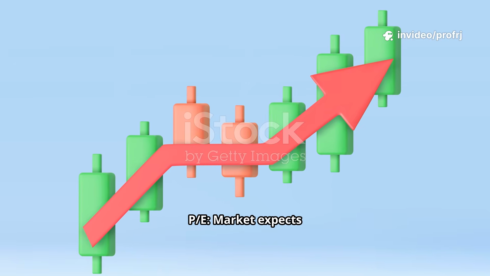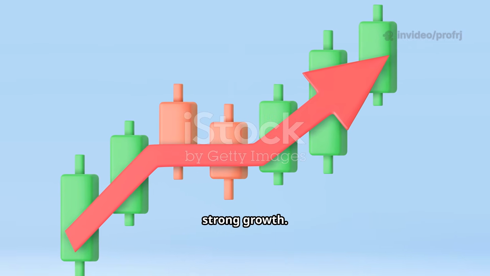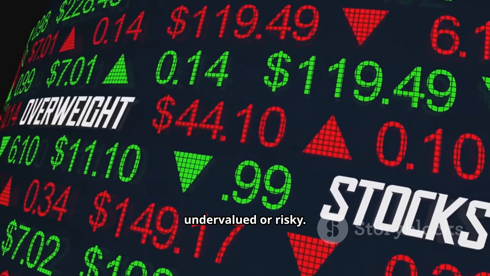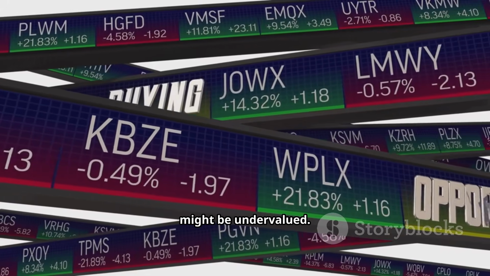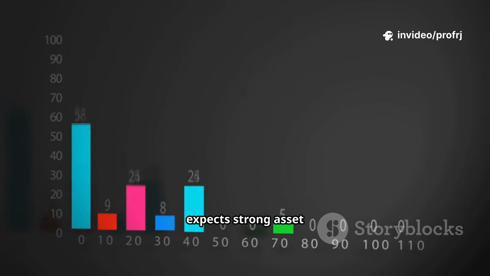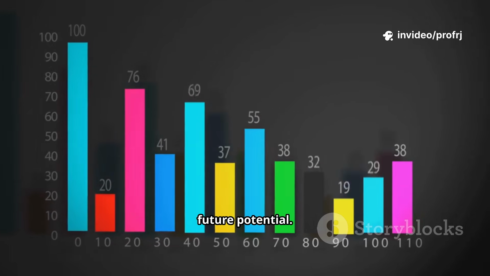Investor view: high P/E, market expects strong growth. Low P/E could be undervalued or risky. Low P/B, stock might be undervalued. High P/B, market expects strong asset utilization or future potential.